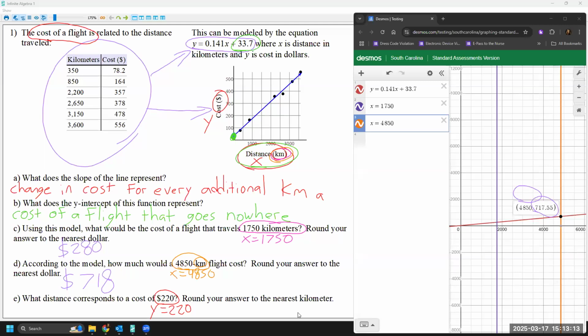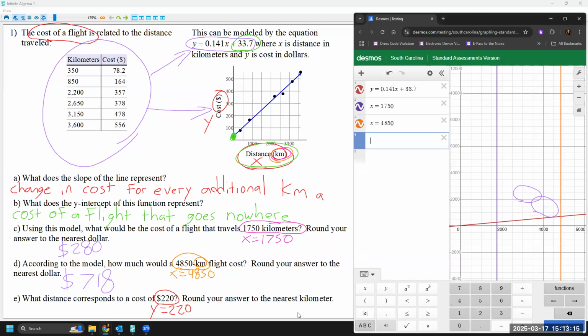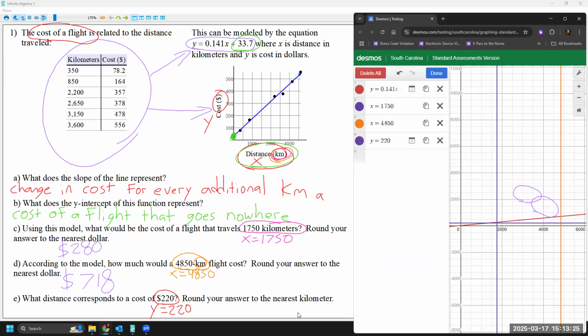When I get down to E, I don't have X equals, I have Y equals. I'm just going to type in Y equals 220. And I see a line pop up. I want it to be a different color. Let's see, I've used red, purple, and orange. We'll go green. All right, there we go.